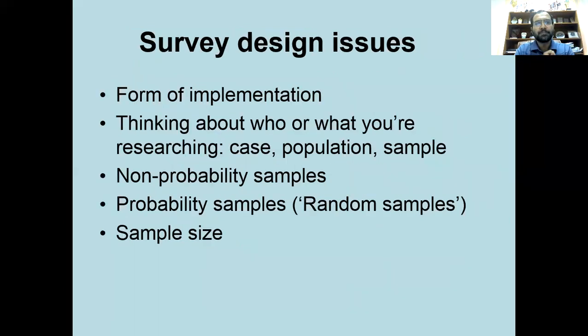Survey design issues are a form of implementation: thinking about who or what you are researching, case, population, sample. When we talk about survey design issues, we have to think about implementation, how we will implement it, how we'll reach out to the people. There are various methods of doing this. For example, nowadays we talk about ICT. So we have a lot of ICT-based approaches. Let's suppose we might design a mobile app for that purpose, or you can design a Google form, and then you can interact with the people.